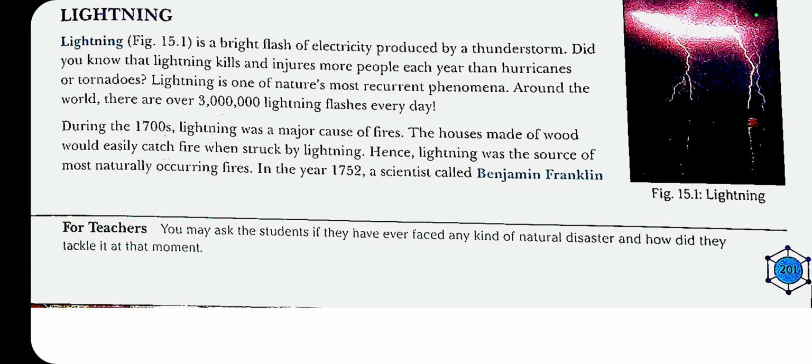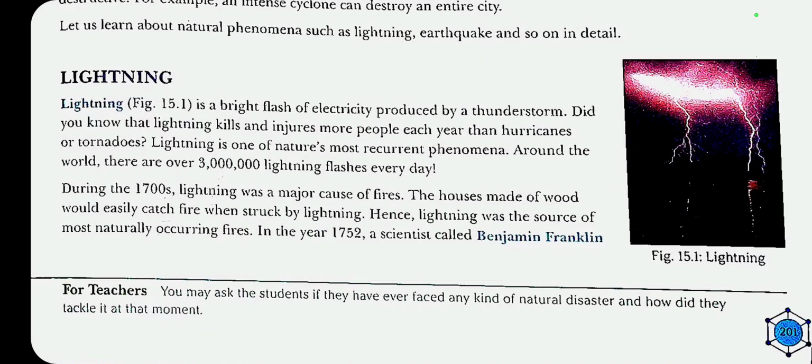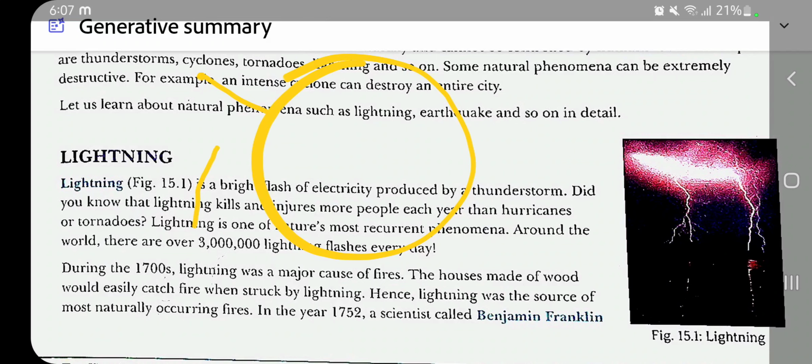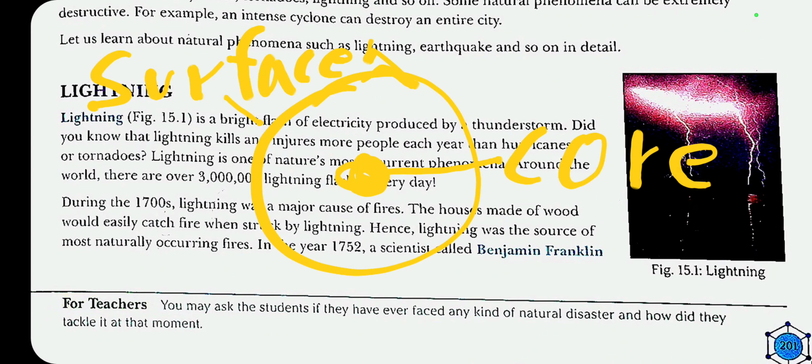the temperature of lightning is 6 times hotter than the surface of the sun. Mind you, we are talking about the surface of the sun and not the core. For example, this is a sun, and the outer lining or the thinnest layer of the sun is the surface of the sun, and the temperature of lightning is 6 times hotter than the surface of the sun.